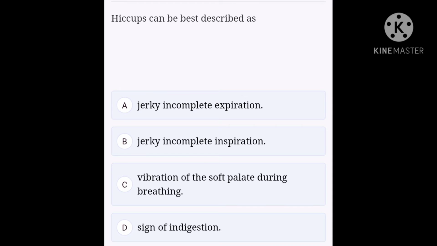Next question. Hiccups can be best described as: option A, jerky incomplete expiration; option B, jerky complete inspiration; option C, vibration of the soft palate during breathing; option D, sign of indigestion. Hiccup is an inspiratory spasm caused by sudden contraction of the diaphragm accompanied by a loud closure of the glottis. So the correct option is option B, jerky inspiration, guys. Let's see our next question.